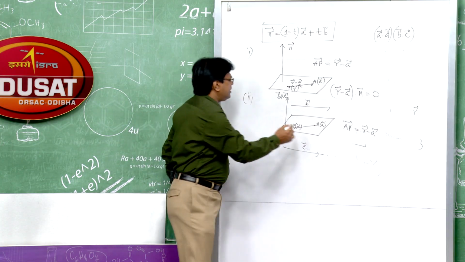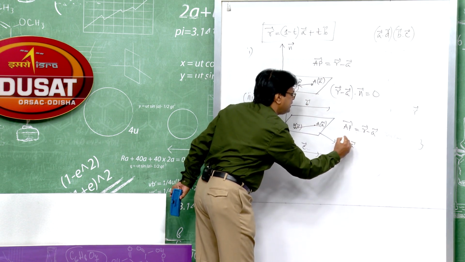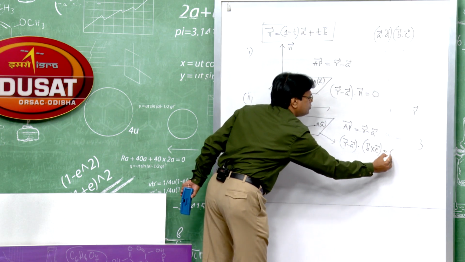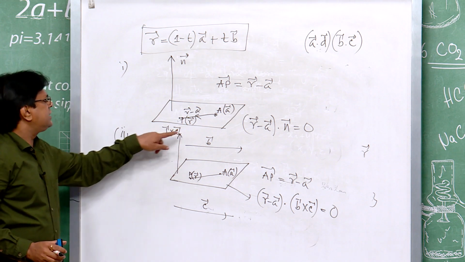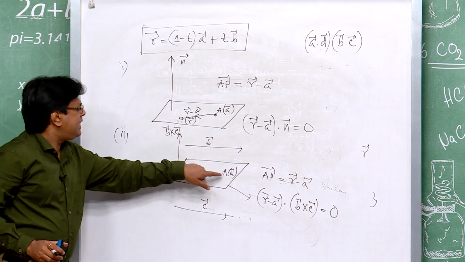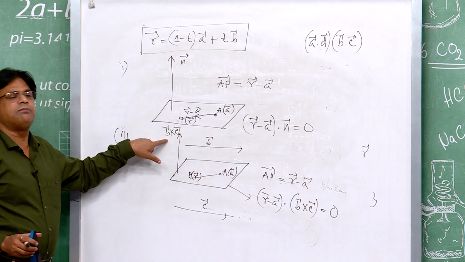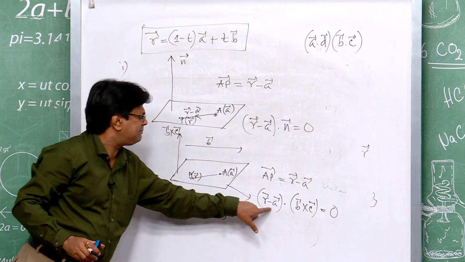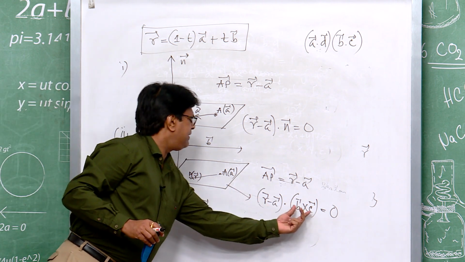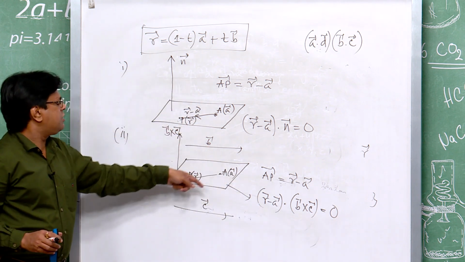So, the equation of this plane is nothing but (r minus a) dot (B cross C) is equal to 0, because B cross C is perpendicular to B and C, and r minus a is parallel to B and C. So, r minus a is perpendicular to B cross C, that is why (r minus a) dot (B cross C) is equal to 0. The dot product is a scalar quantity, so this becomes 0. This is the equation of this plane.